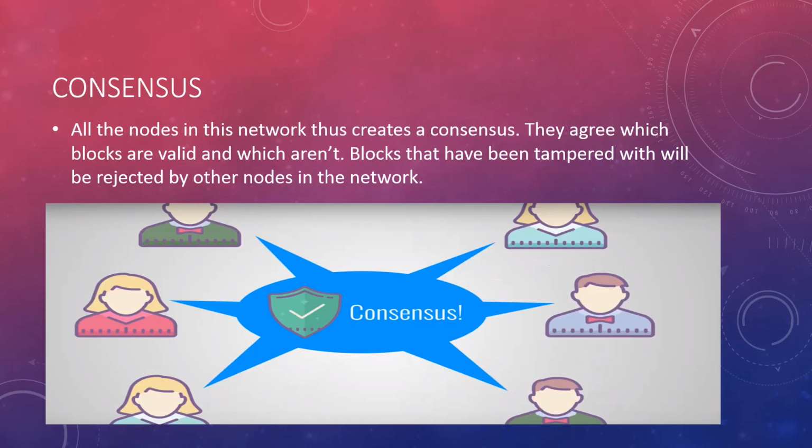Consensus. All the nodes in this network thus create a consensus. They agree which blocks are valid and which aren't. Blocks that have been tampered with will be rejected by other nodes in the network.